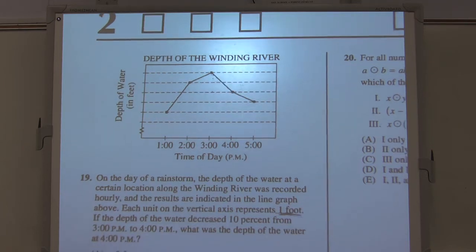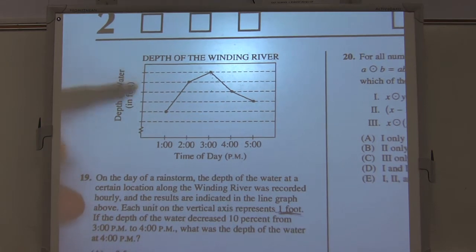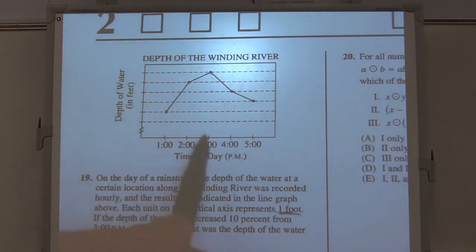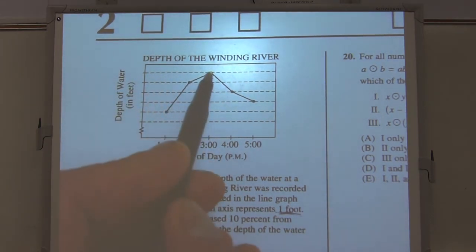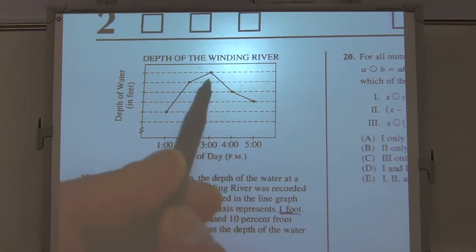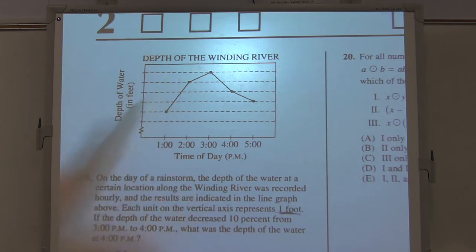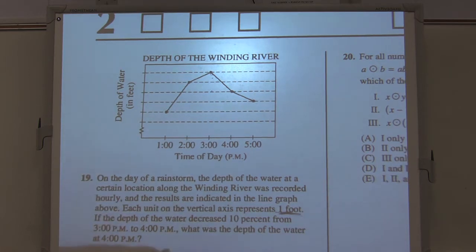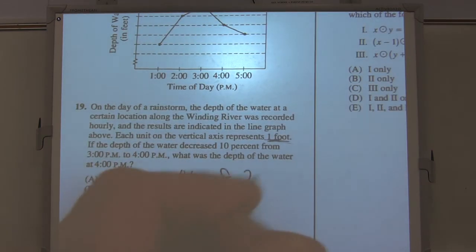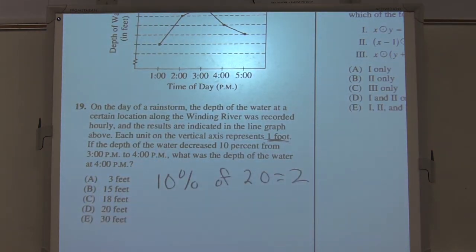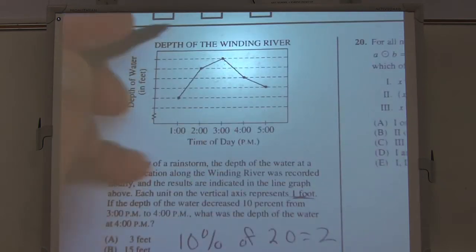4? Okay, they don't give me this right here, but I do know, here's 3 o'clock right here. It went down by 2 lines, and each one is 1 foot, so it went down 2 feet. So they tell me that that is 10%. Well, 10% of what number is 2? Because it's going down 2 feet. 10% of 20 equals 2. So that means this must be 20 feet right here.